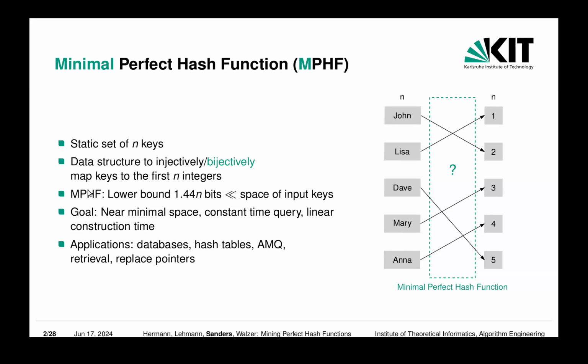So for the minimal perfect hash function, there's a known lower bound, information theoretically, that you need at least log e bits per element, so about 1.44 bits per element. And notice that this is usually much smaller than just storing the keys. What we would like is a data structure where we get near to this minimal space, but at a constant time speed, ideally in linear construction time.